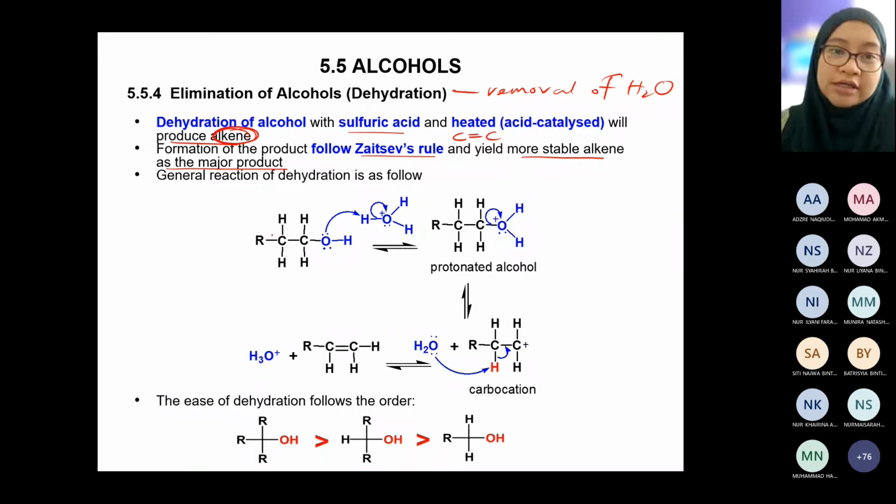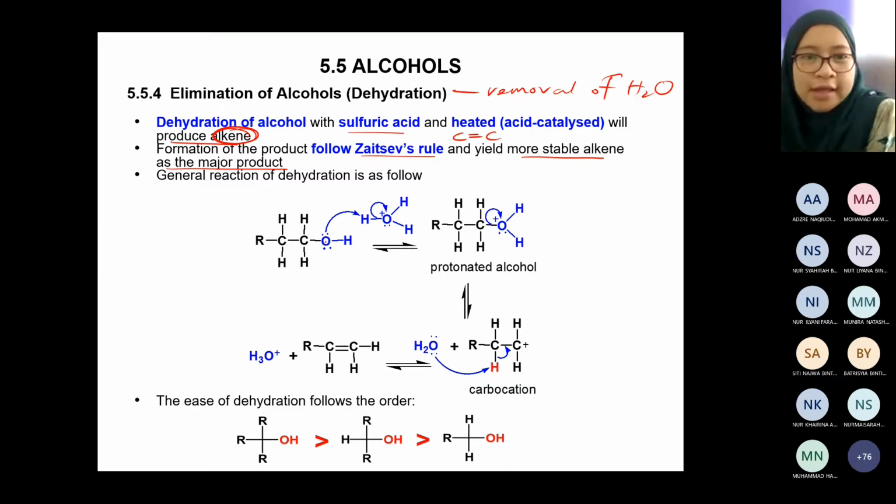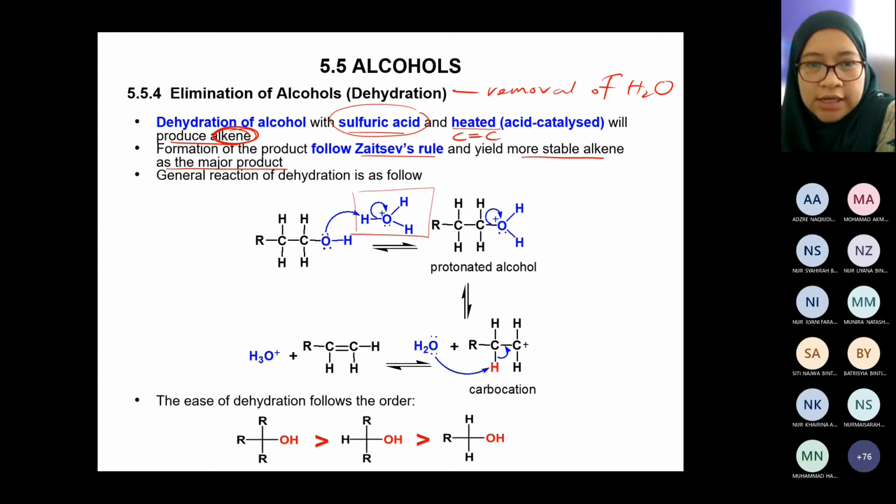Okay, so the general reaction of dehydration is as follows. It is acid catalyzed, with sulfuric acid and heated, so basically it is H3O plus, because it needs to provide this. The OH is nucleophilic. It will attack one of the hydrogens of H3O plus. So this bond will be broken, and both electrons will be given back to oxygen.